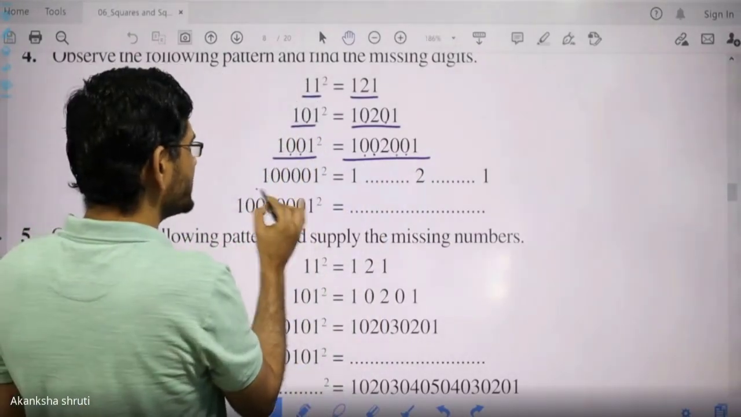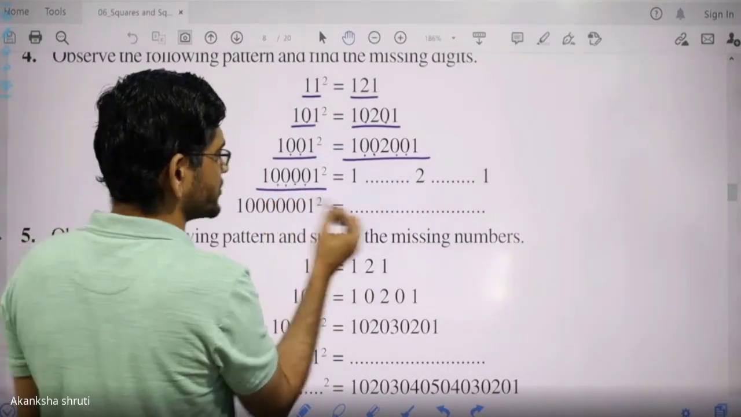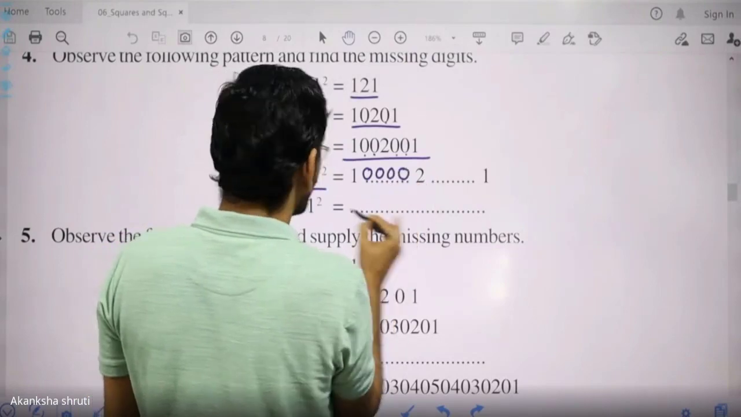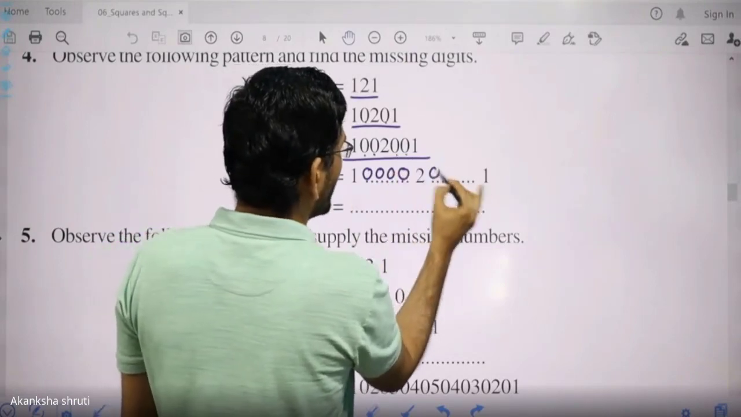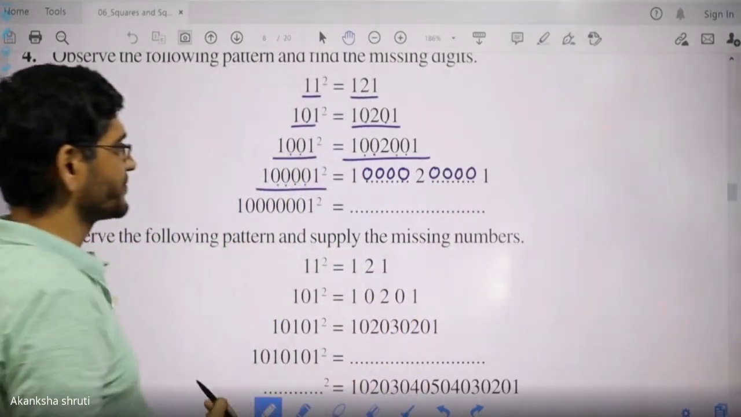So what will be this value? Count the number of zeros. 1, 2, 3, 4 zeros. Place the 4 zeros. 1, 2, 3, 4. And also the 4 zeros. Students, 1, 2, 3, 4. That's all. This is the value.